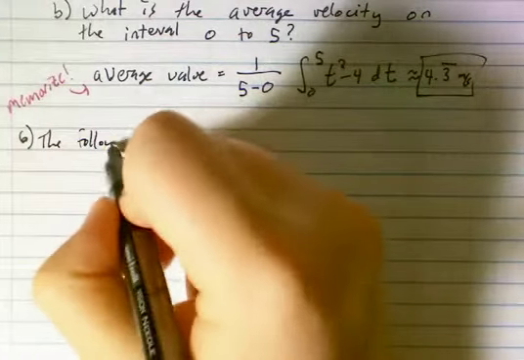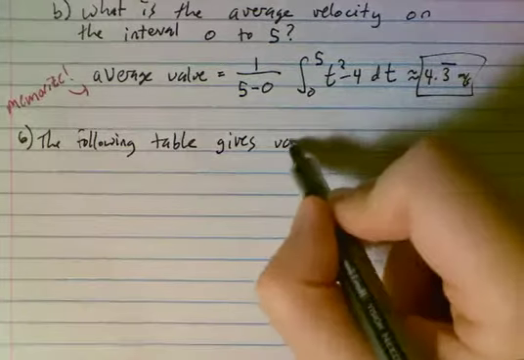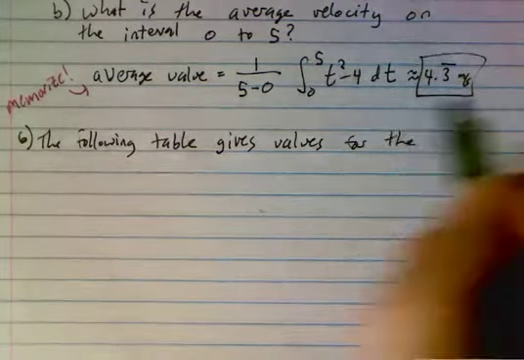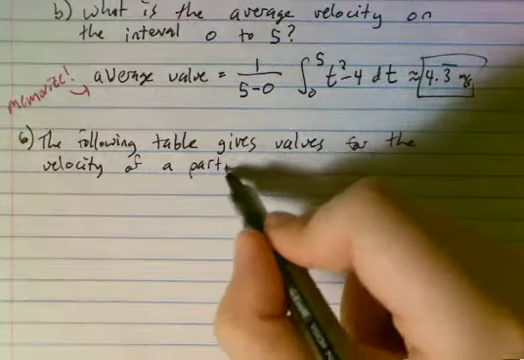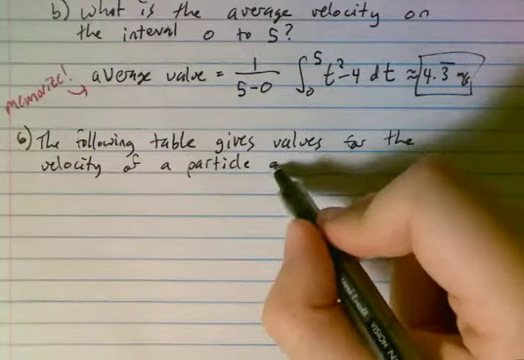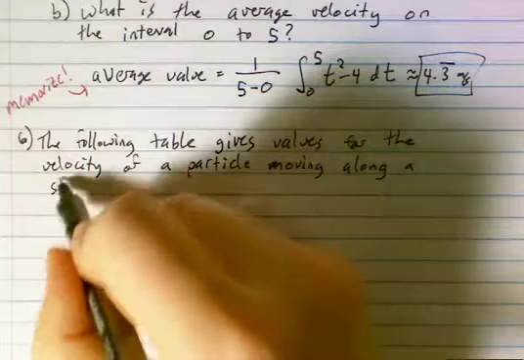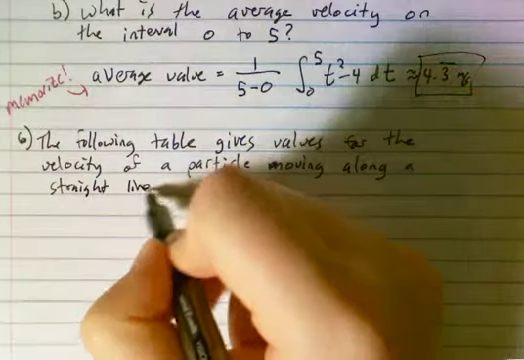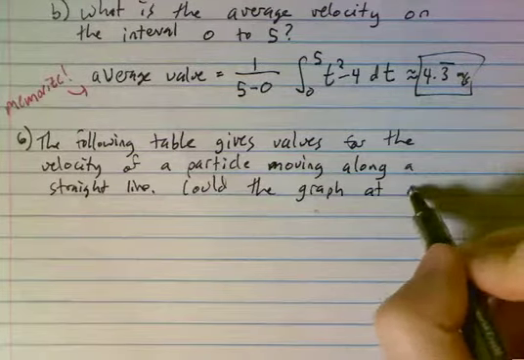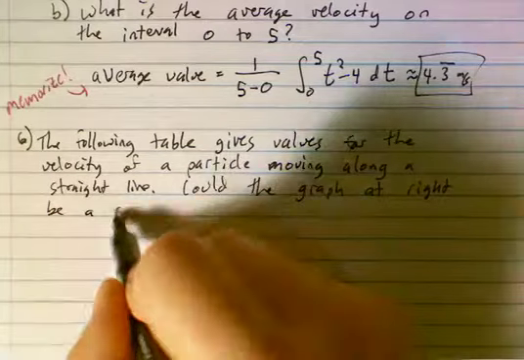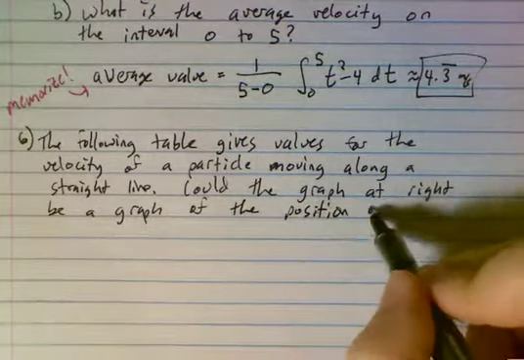The following table gives values for the velocity of a particle moving along a straight line. Could the graph at right be a graph of the position of the particle?